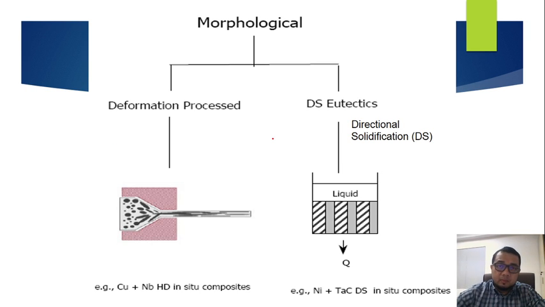So for morphology, the first one is reactive and the second one is morphological. First, the deformation process. This is the deformation process, and this is the DS eutectic. When it reaches the eutectic point, it will change and combine these two. So please check what the eutectic point is in the morphological.